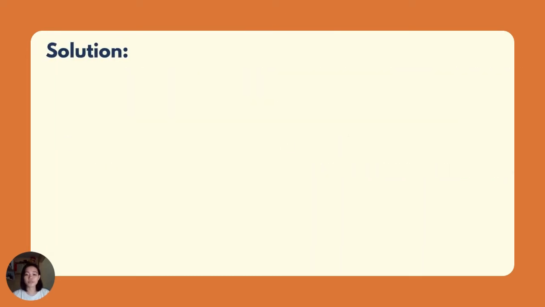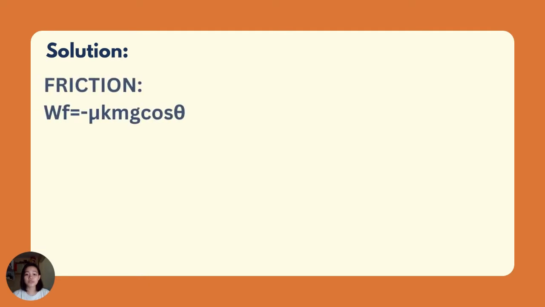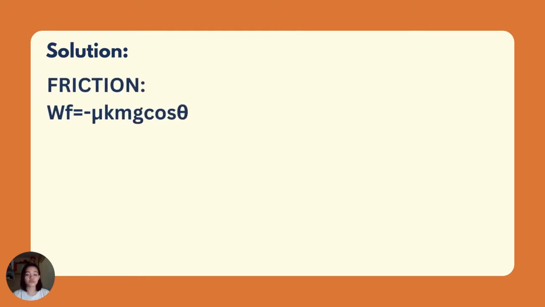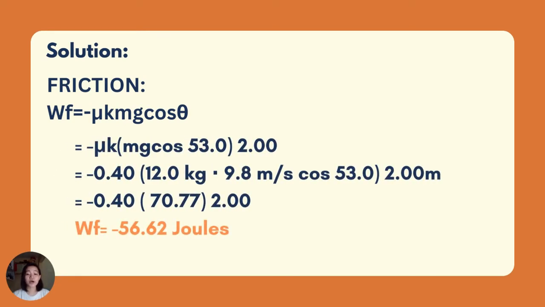First part of the problem is to solve the work done by friction. So to solve the work done by friction, we're going to use the formula Wf is equal to negative mu k m g cosine theta d, where we multiply negative mu k, which is our coefficient of kinetic friction, mass, gravity, which is a given value of 9.8 meters per second squared, cosine theta as our angle of inclination, and our distance all together. So with our given data, we input it like so in our formula, and now we have the answer of negative 56.62 joules.